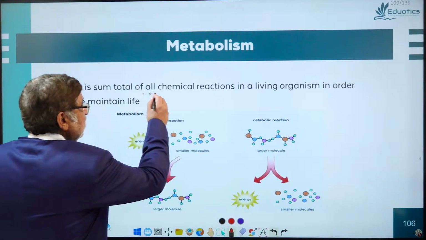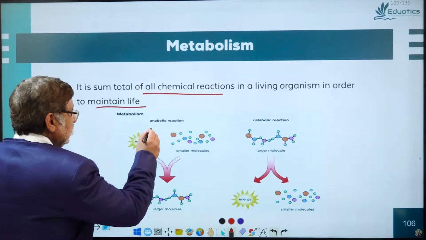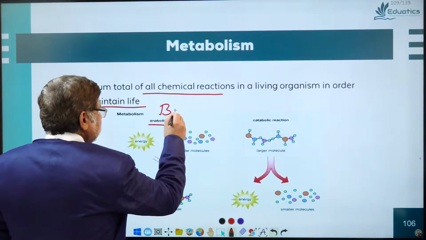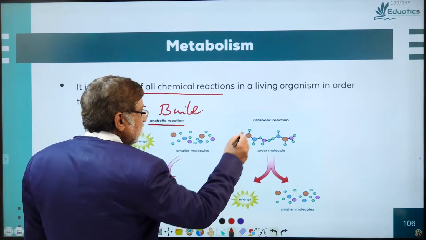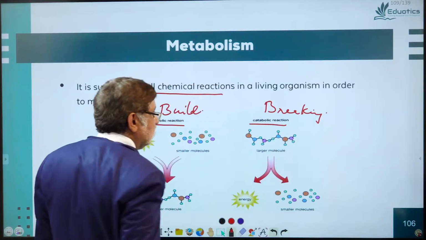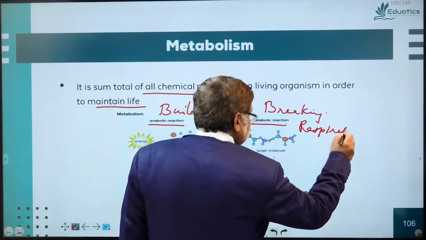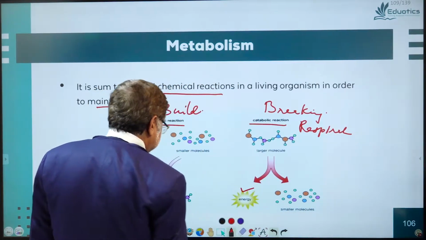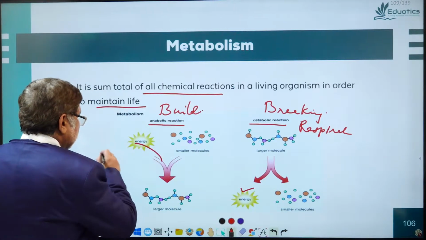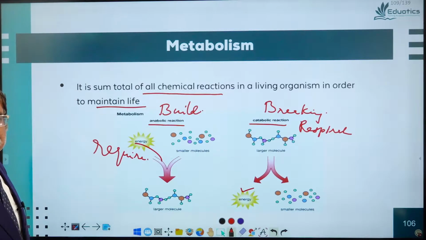The sum total of chemical reactions, as I told you, constitutes a living organism. They are anabolic reactions, which are building up reactions, and catabolic reactions, which are breaking reactions. For example, respiration always releases energy, whereas here the requirement of energy is there. For example, photosynthesis, making proteins from amino acids. These are anabolic processes.